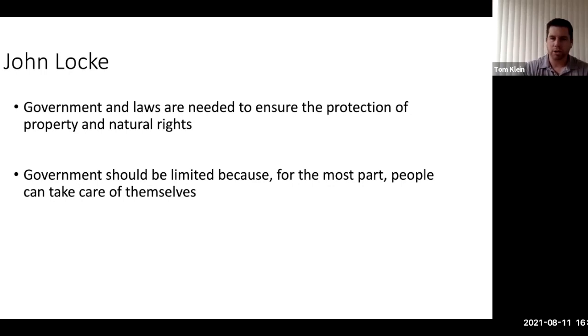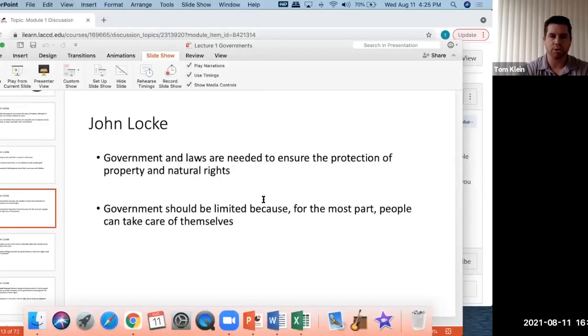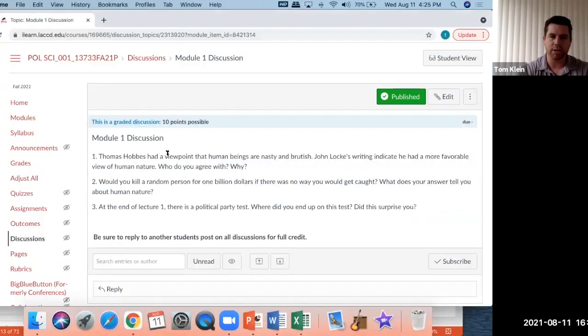Or do you think generally that people would get along and life would maybe go on relatively the same? And I think there's a case to be made for both Thomas Hobbes and John Locke. Let's take a look at your discussion post this week, because I think it's very interesting.